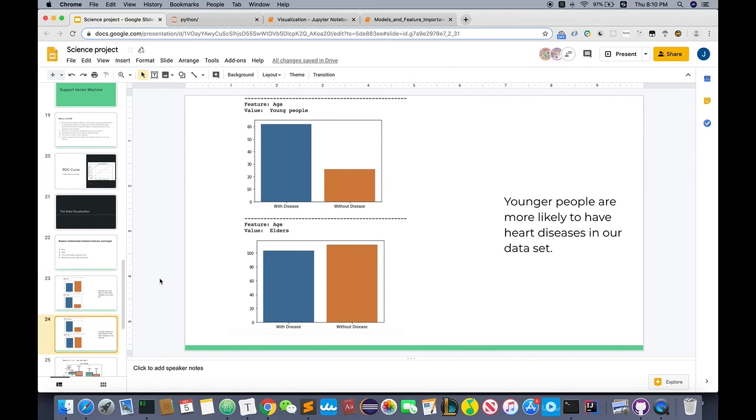Then let's take a look at the age. It's very surprising that younger people are more likely to have heart disease in our data set. As we can see, young people have a higher disease rate. And we divide people into two groups. The people with age less than 50 were put into the group called young people, and the people with age older than 50 will be put into the elders group.